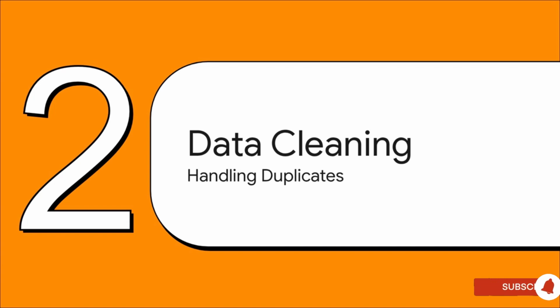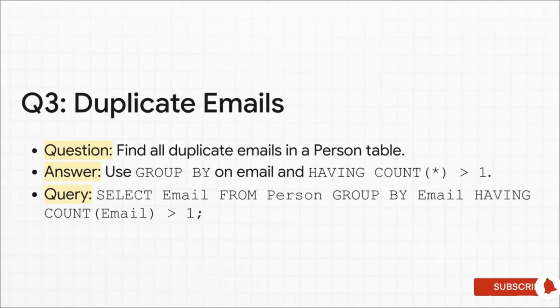But as we all know, real-world data is, well, it's messy. So for this next section, let's talk about data quality. Finding and dealing with duplicates is a huge part of the job, and these next couple of questions are all about that. Okay, next up, you've got a person table, and you need to find all the duplicate emails.